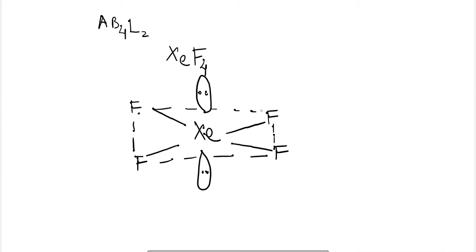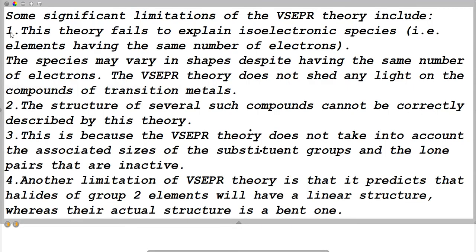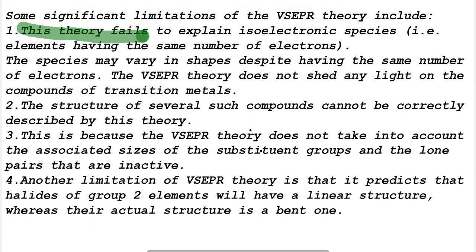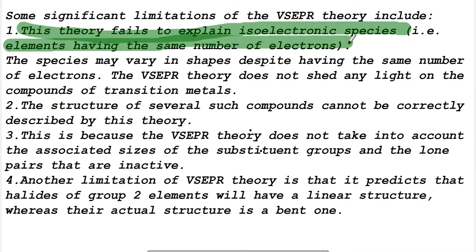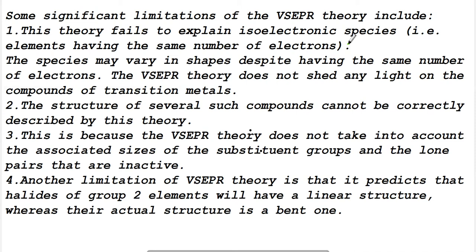the bond pairs. Okay, now after seeing the shapes of the molecules and the different kinds of structures which are formed due to VSEPR theory, according to which the shape of the molecules has been discussed here, let's discuss the limitations of the VSEPR theory. This particular theory fails to explain isoelectronic species, that is, species having the same number of electrons. It cannot explain the isoelectronic species which have the same number of electrons.